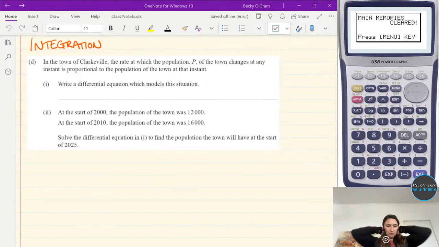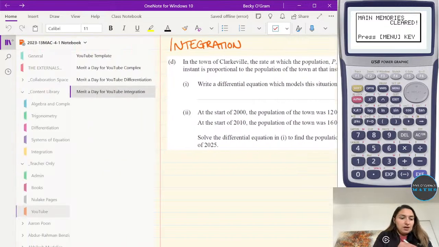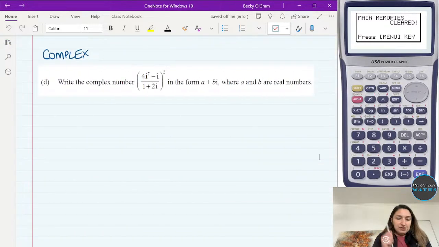Okay, so we've got some sound, and we're going to go through these three merit questions that I shared on the Instagram page. So hopefully you've had a chance to have a look over them first, and we'll get stuck into doing those worked solutions. Let's start with complex. I always prefer to start with the complex numbers. I like to do complex, differentiation, then integration.